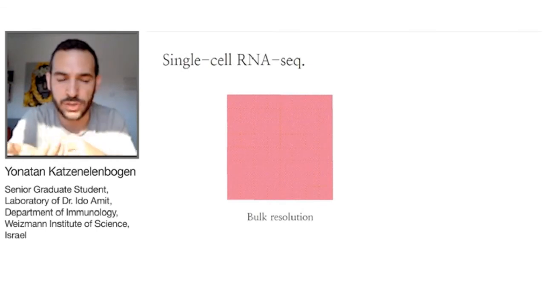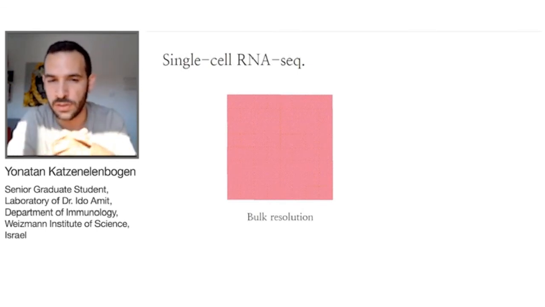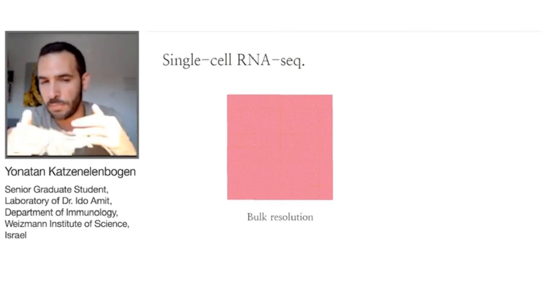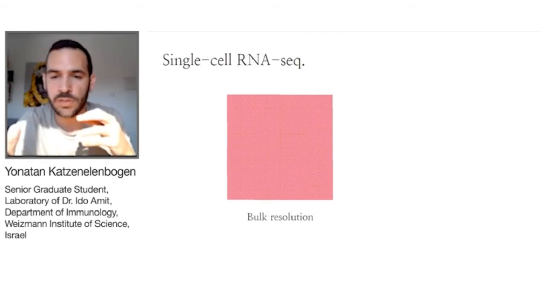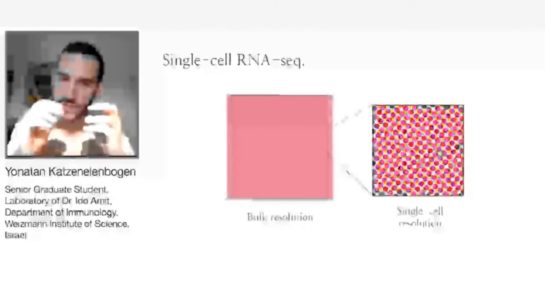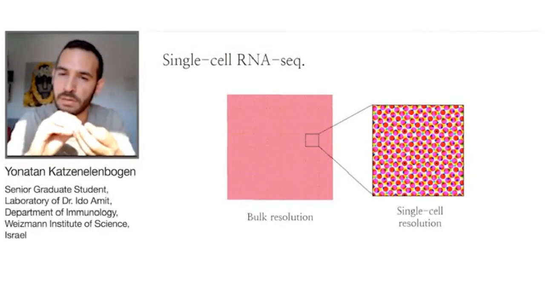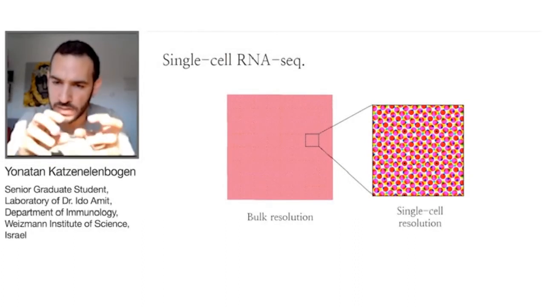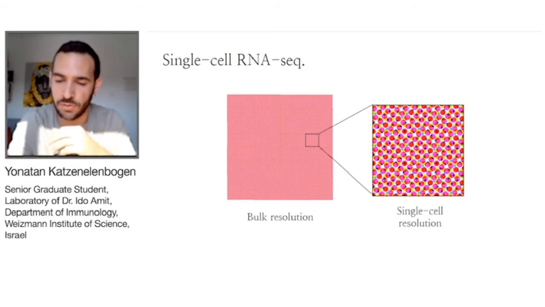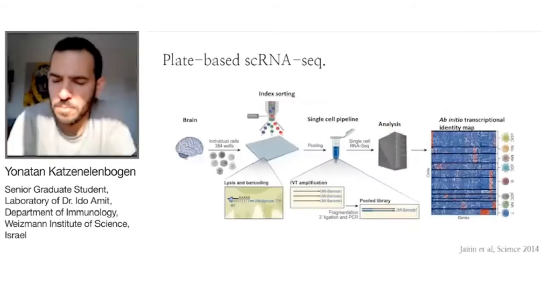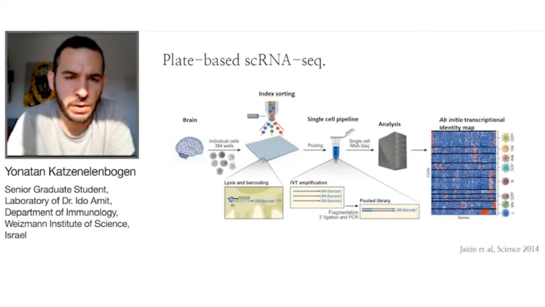Using single-cell RNA sequencing, we're doing quite the opposite. This is a bulk resolution, in which we see this square of plain pink. When we zoom in, we actually see that this pink is not just pink, right? It's composed of different colors. It's much more complex, and this is exactly the resolution we're focused on in our lab.